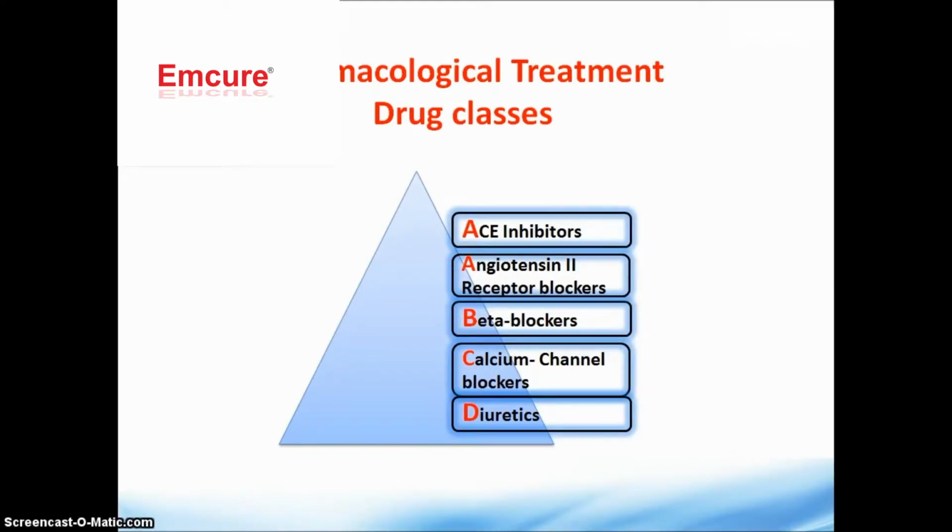Well, we'll talk about the different drugs which are available. As you are aware, it's the first 4 letters of the alphabet, again for ease of learning: A, B, C and D. A stands for ACE inhibitors and angiotensin II receptor blockers. Then B stands for beta blockers, C stands for calcium channel blockers, and D for diuretics.